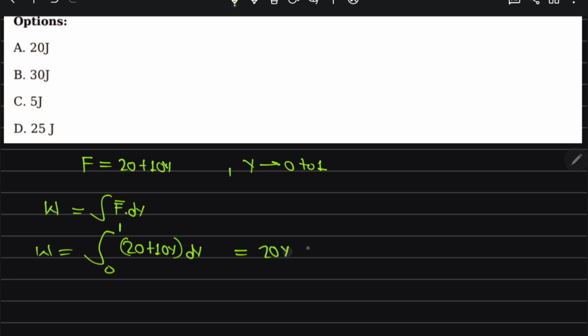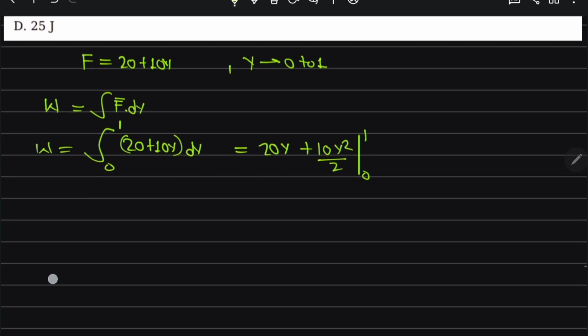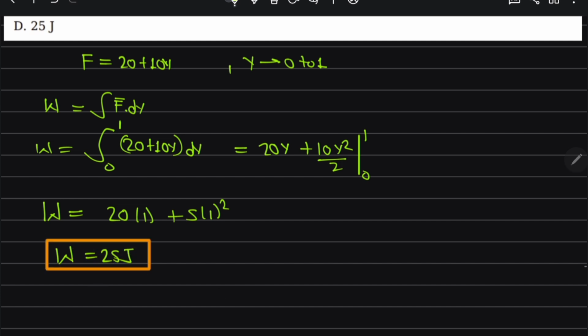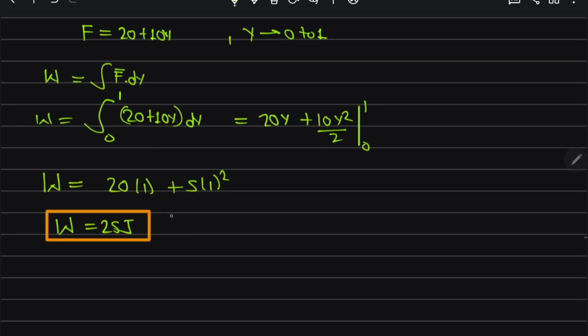So 20y plus 10y square by 2, from 0 to 1. So work done comes out to be 20 into 1 plus 5 into 1 square. So work done comes out to be 25 joule. 25 joule. So which option? Option D is correct.